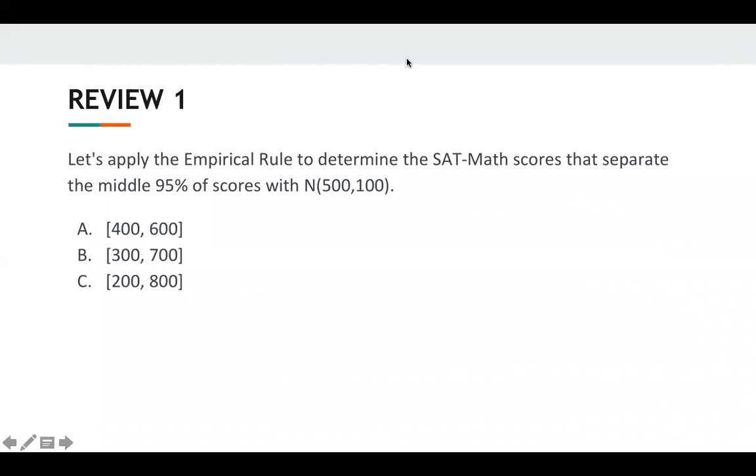All right, so we can go over this one now. Let's apply the empirical rule to determine the SAT scores that separate the middle 95% of these scores. The answer here is B, 300 and 700. We get that because, since we're finding the middle 95% of scores, we take our mean of 500 and add and subtract 2 times 100. We use 2 here because that is the multiplier we use for a 95% confidence interval, and we use 100 because that is our standard error. Once we add and subtract that out, we get 300 and 700 as our final answers.